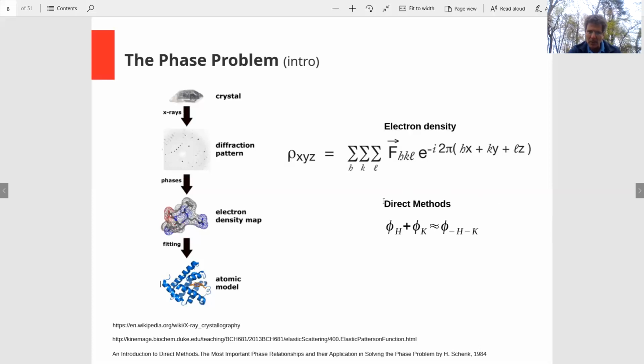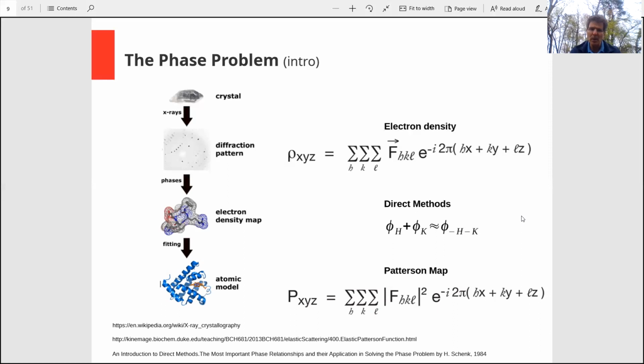The principle behind this was that you can get to this kind of probability equation mathematically if you assume that electron density is always positive, which is true for a real electron density map, and that the electron density has spots in it, or it exists as atoms. It's not just diffuse electron density, but there are peaks in the electron density map.